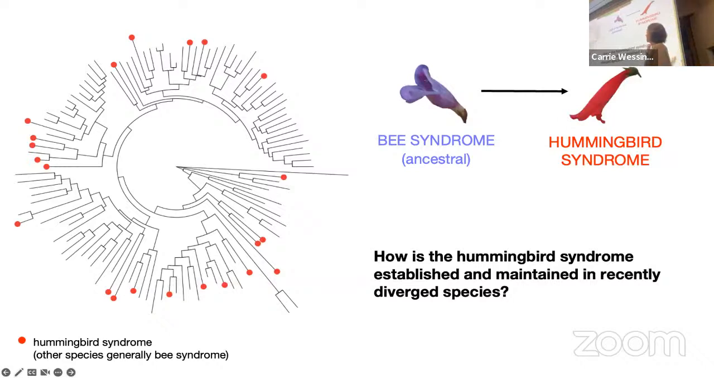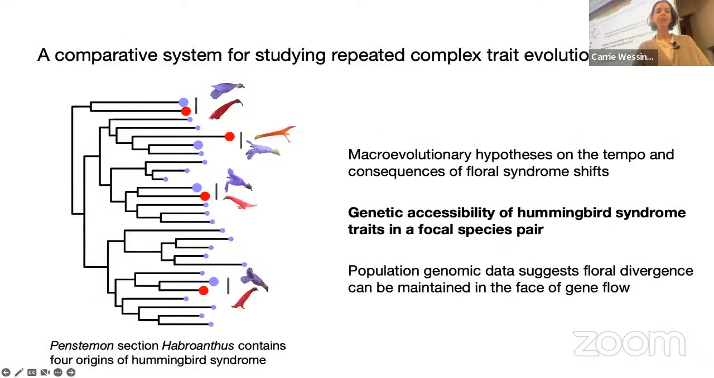this high rate of transitioning from bee to hummingbird syndrome, and this overarching question: how are these floral differences established and maintained in these recently diverged species pairs that we see in Penstemon? And what's nice is that we do have these replicated sister species pairs, so we can use a comparative framework to address this question.